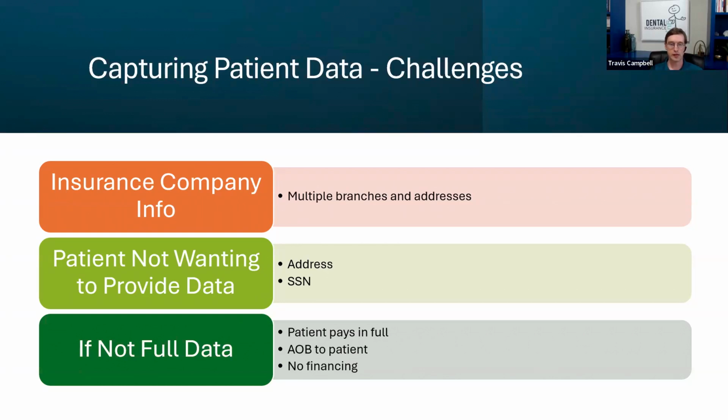So basically, never finance the patient if they're not willing to give you a full set of data. And waiting for insurance assignment of benefits is a form of financing. So again, no Social Security number means you're not waiting for insurance. The best way to protect your office.